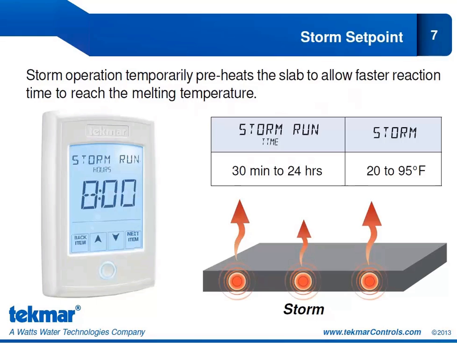The storm set point is similar to the idle set point. You have the range from 20 to 95 degrees Fahrenheit. You can also set that off if you do not desire the storm operation for your system. You'll also enter in the run time that you want it to maintain that temperature for. And the range it can maintain that for goes from 30 minutes all the way to 24 hours. So it's entirely selected by the user or by the installer so that you have control over what that preheat temperature is and how long that preheat will last for.